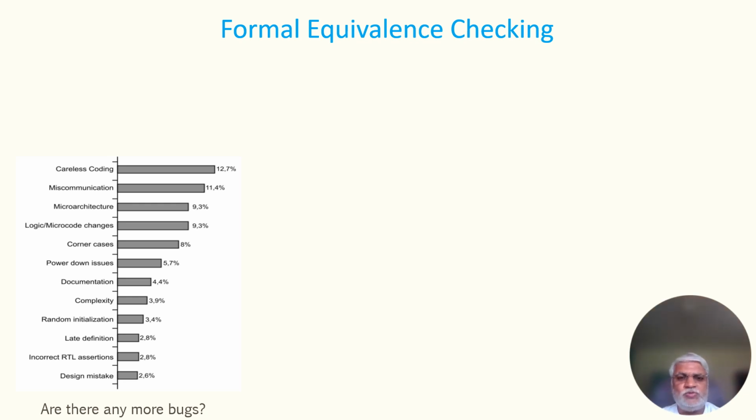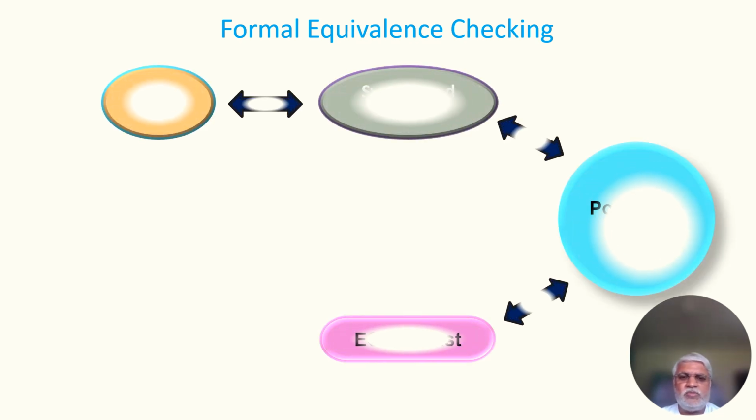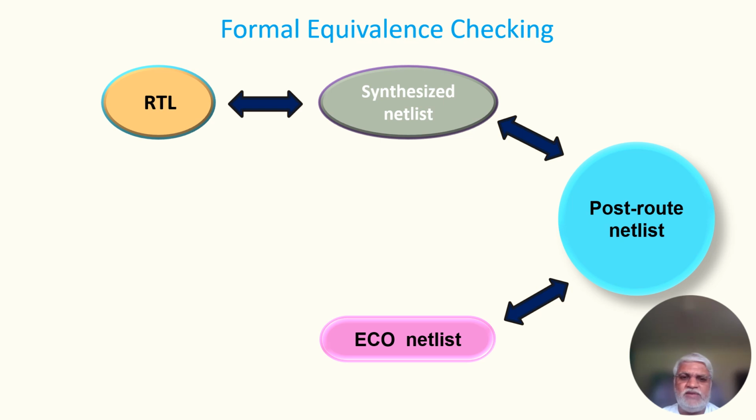So we need to ensure that the bugs are removed in the beginning, during the design phase. If we go through again, here we will know that these are all the different forms of the design. That means the design is in RTL form, another time it is in the synthesized netlist, another time it is in the post-routed netlist, and another in the ECO netlist.